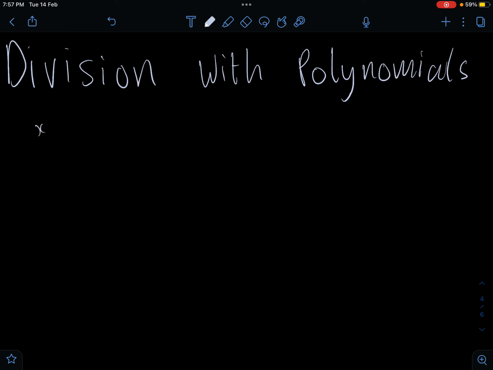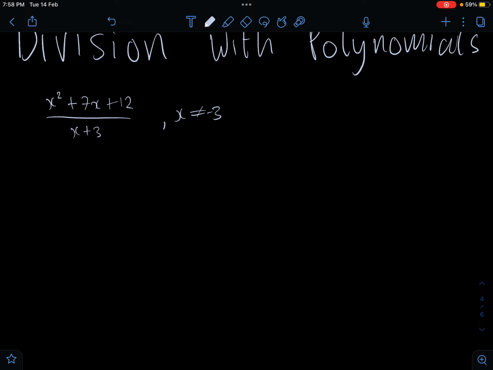Today I'm going to be doing division with polynomials and talking about the two main techniques to divide polynomials. I'm going to start off with a fairly simple question here. Just x squared plus 7x plus 12 divided by x plus 3. And just stating that x cannot be equal to negative 3, otherwise this denominator here would be 0 and you can't divide by 0, otherwise you get an undefined term.